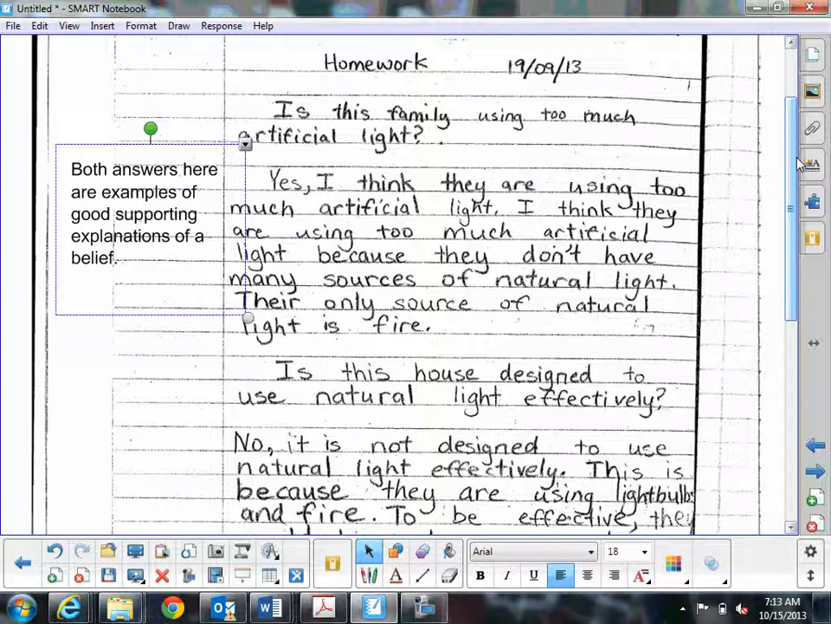And this is important because in grade 4, when you're answering questions like this, an explanation of your thought is expected. So justify yes or no answers, not just with words like because I think so, but with answers like: yes, I think they are using too much artificial light because they don't have many sources of natural light. Their only source of natural light is fire. That is an excellent example of a supporting answer.